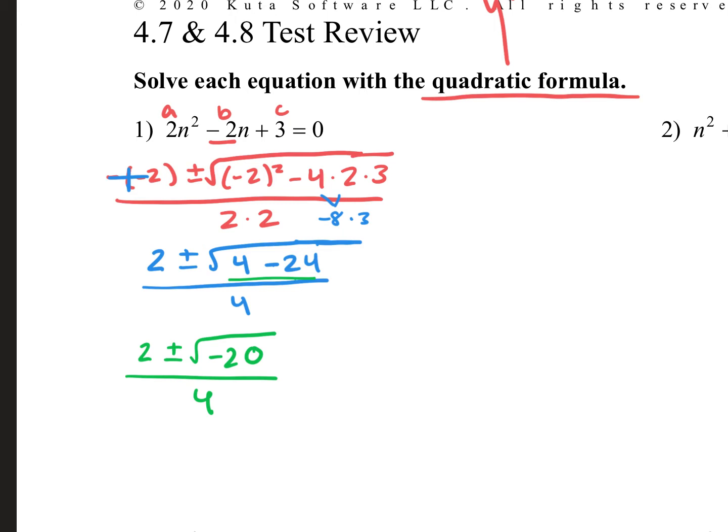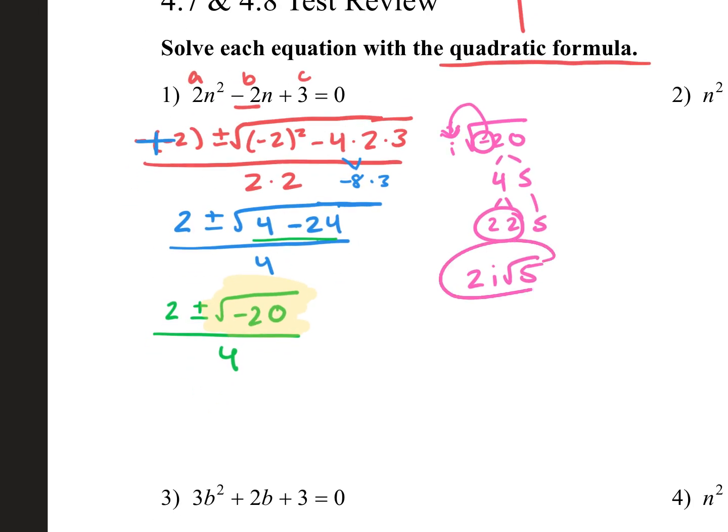And then from here, we now know how to simplify this. We learned that in 4.8, simplifying radicals. So we have to simplify our radical. So if I had the square root of -20, what should I do first? Take the negative out and make it an i. What are 2 factors of 20? 4 and 5. And 2 factors of 4? 2 and 2. So what comes outside? A 2. So it'll be 2i square root 5.